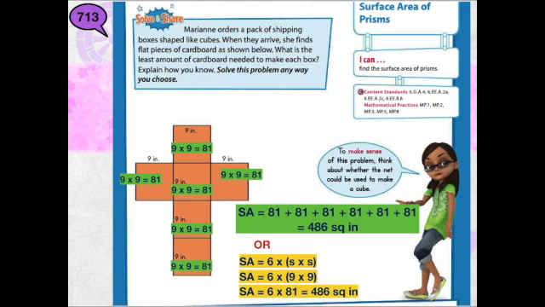So for the question, what is the least amount of cardboard needed to make each box? If you are going to make this box with the dimensions of 9 by 9 inches, the least amount of cardboard needed to make each box will be 486 square inches.